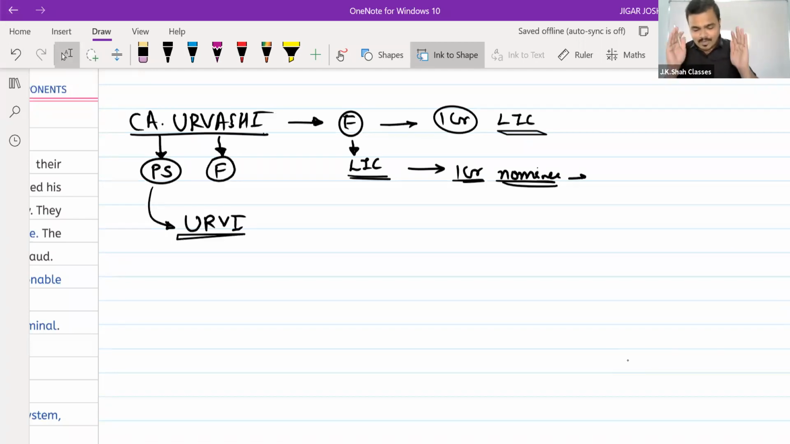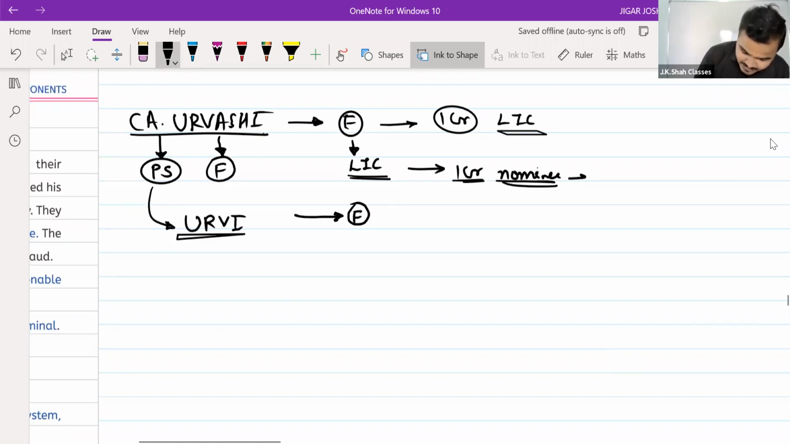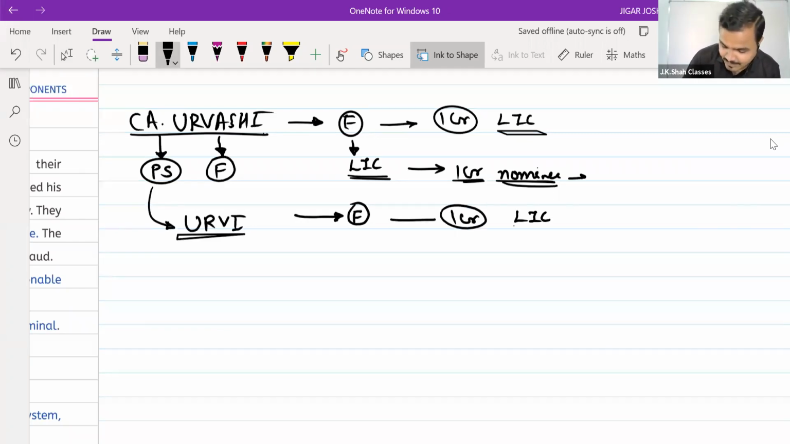Finally, Urvi madam, you are coming back home, feeling happy? Yes, sir, extremely. Now, Urvi's father, because Urvashi is gone, again took a 1 crore rupees LIC policy, my dear chartered accountants. In whose name? Sir, in the name of Urvi. Agree? Yes, sir.